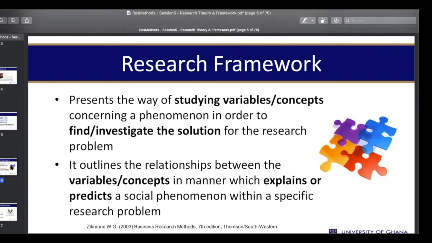So if you say your research framework is this particular set of variables, that means that your research is going to be exploring those types of variables. So a research framework presents the way of studying variables or concepts concerning a phenomenon in order to find or investigate the solution for the research problem.